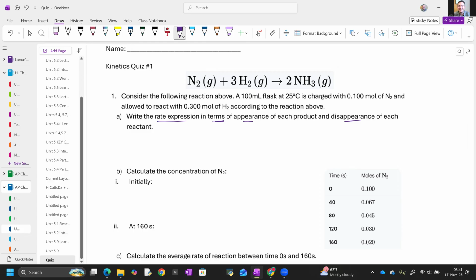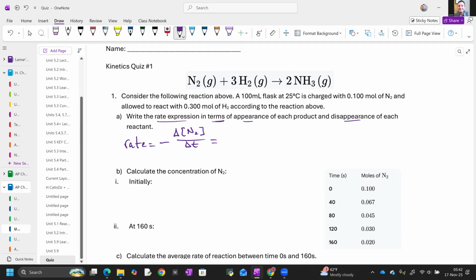And so that will look like rate is equal to, now we notice that N2 is a reactant. We put a negative sign there because it is disappearing, meaning it is being converted to something else. And so the change in the concentration of N2 will be negative. If we don't have a negative sign in our expression, then the rate would be negative, and the rate cannot be negative. So we have to put the negative sign into our expression to account for that. And that is then going to be the change in N2 with regard to the change in time.